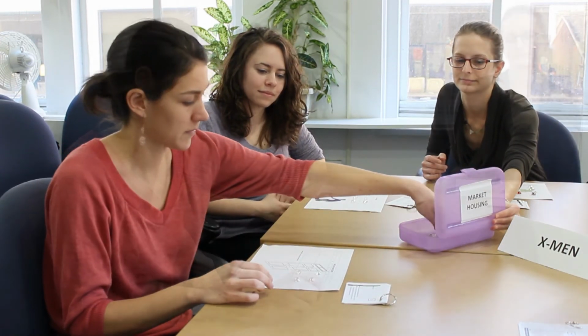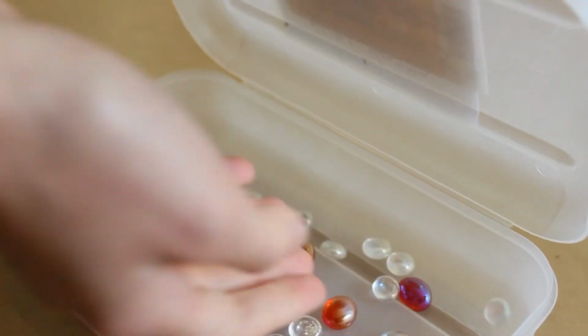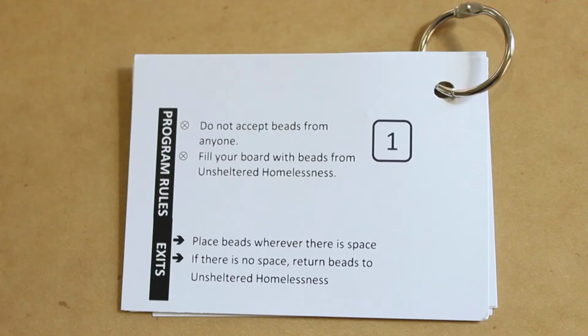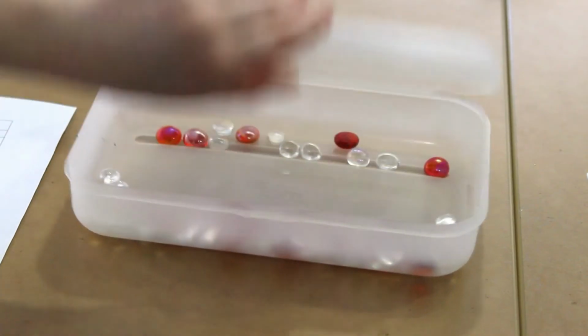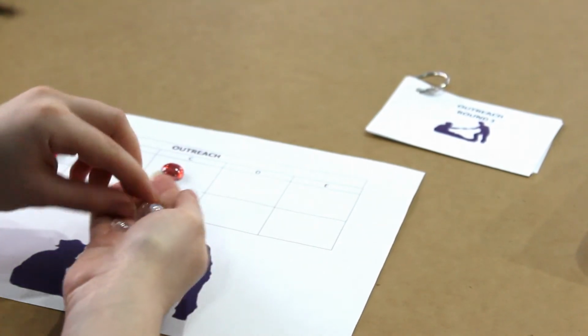The first exit instruction is to exit 3 columns to market housing, which you can see Jennifer doing here, and exit 1 column to emergency shelter. But if there is no space in emergency shelter, then those beads go to unsheltered homelessness. The Outreach board has unique instructions. Outreach does not accept beads from other programs, even if there are slots available. All slots for the Outreach board must be filled with beads from the unsheltered homelessness bin for each round.